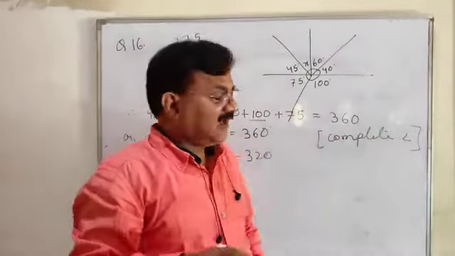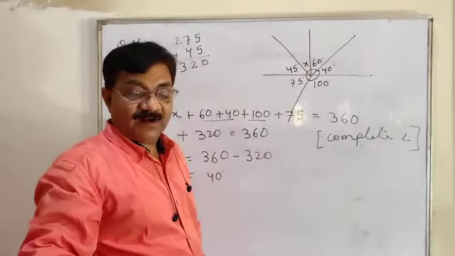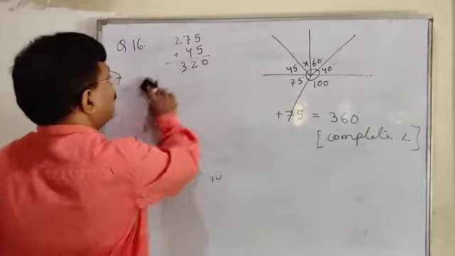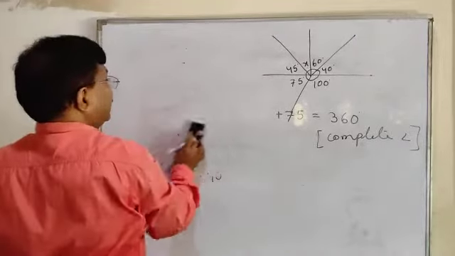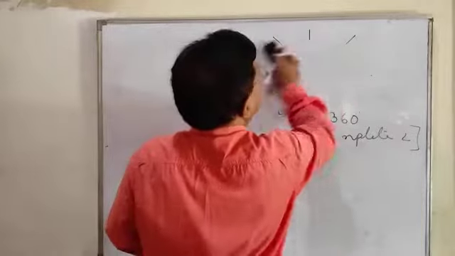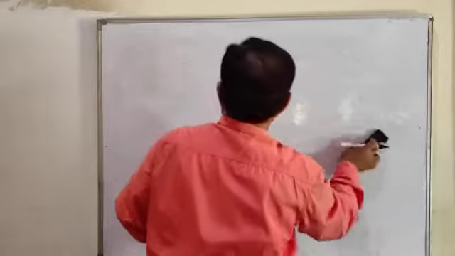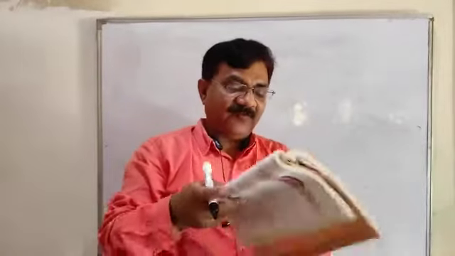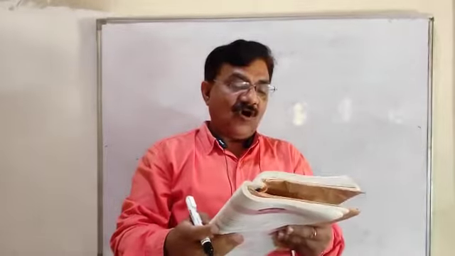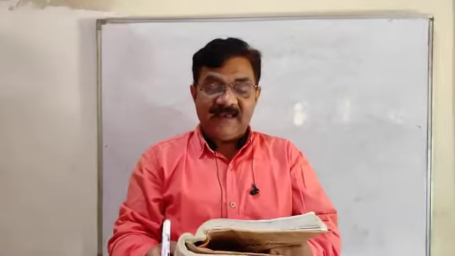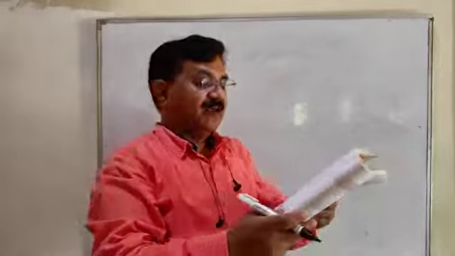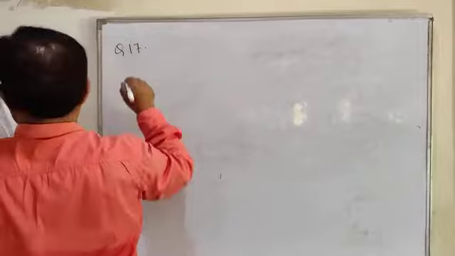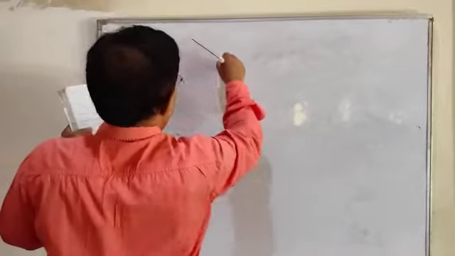Now let us do one question from question number 17. What is given in question 17? Let us discuss. One question from 17 I will solve. Name all the pairs of vertically opposite angles in each of the following figures. We have to name the vertically opposite angles.